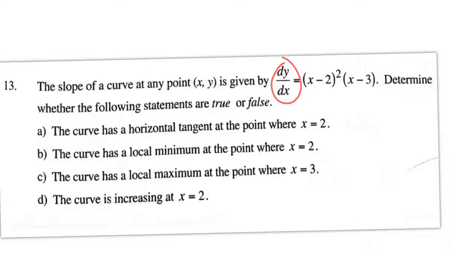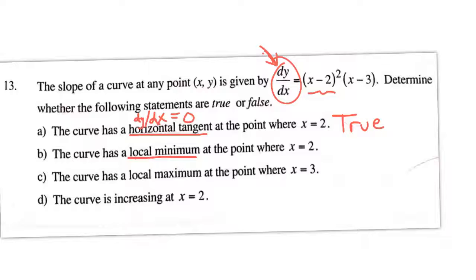It has a horizontal tangent. So as a horizontal tangent, I know that my derivative, and in this case that's dy dx, has to equal 0. So does our derivative right here, does that equal 0 whenever we plug a 2 in for x? And yeah, because of this factor, it would. So that would be a true statement.